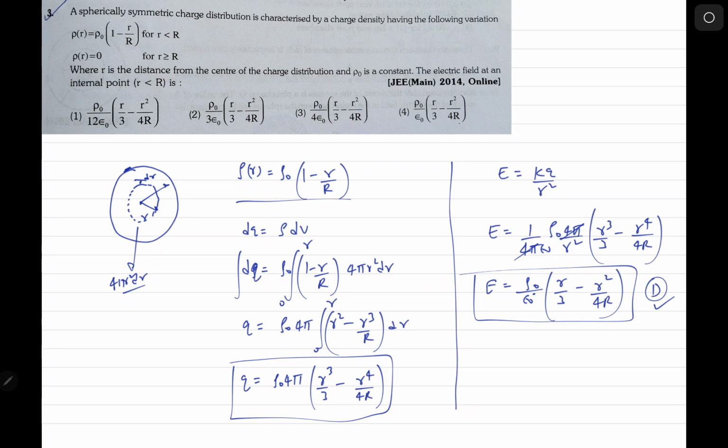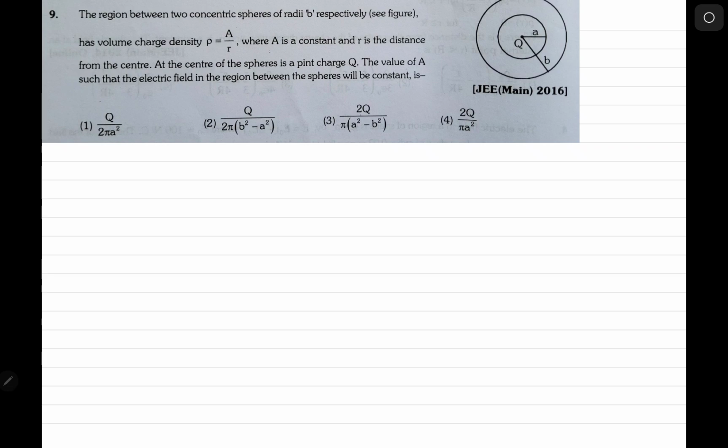Hope you understood. This is similar to the first question, right? So let's move to the next question. Again similar to the last question, the density is variable. But this time we have the material present between the shells. So this is going to be a little different. We have two shells A and B. Here we have material. In this one we need to find the electric field.